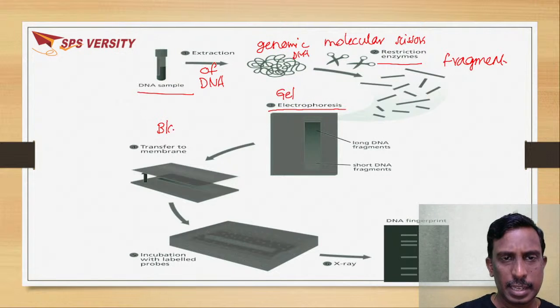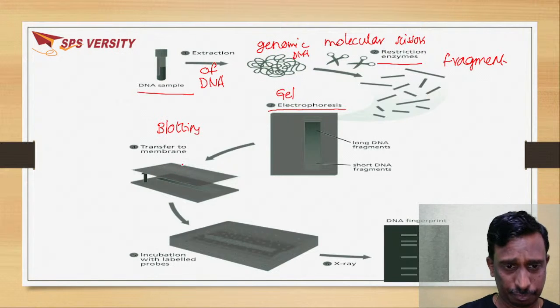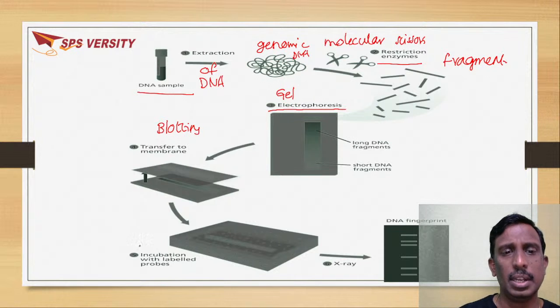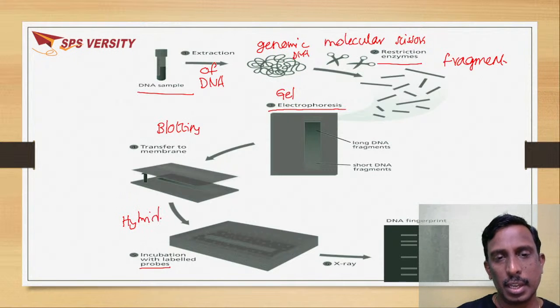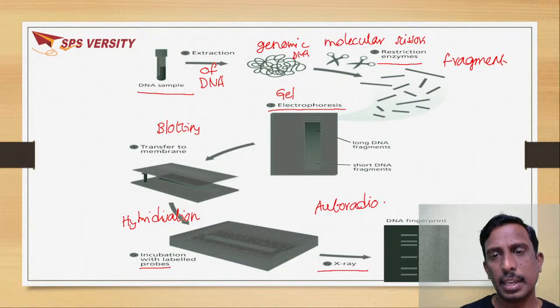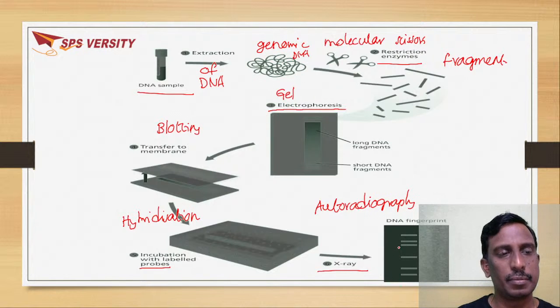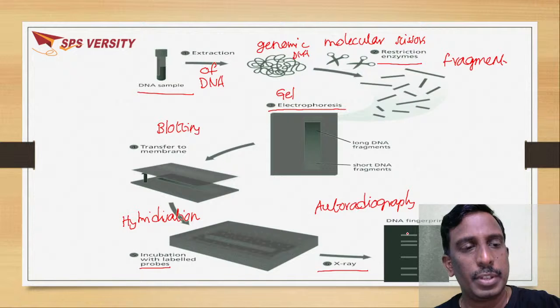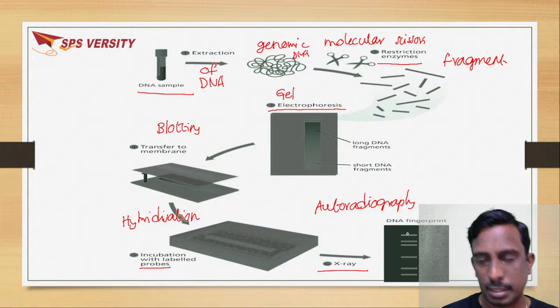By the blotting technique, they are transferred to a nitrocellulose membrane, and there they are hybridized with the help of probes. Hybridization means the probes, which are radioactive and complementary to the VNTRs, bind. By using X-rays, they go for autoradiography. By the end, we'll get an output like this, a DNA fingerprint, which indirectly represents the VNTR.